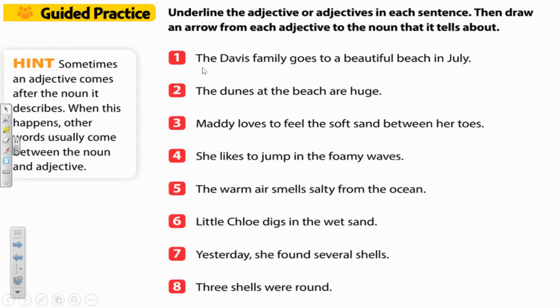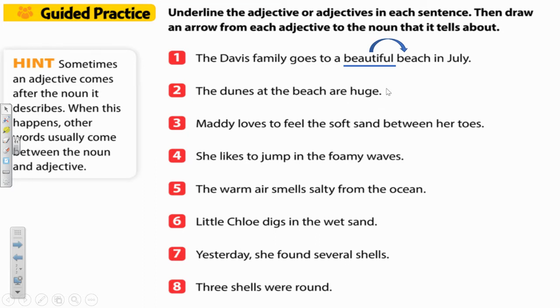Number 1, the Davis family goes to a beautiful beach in July. I see one adjective in this sentence that we should underline that's describing what kind of something. Do you see it? Right, beautiful. Beautiful is describing what kind of, draw your arrow to, beach. Good.